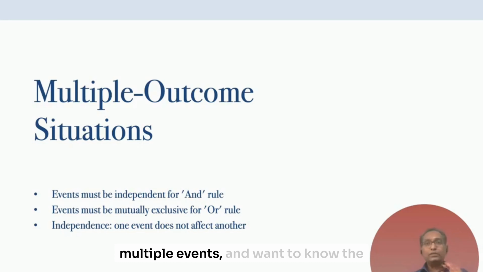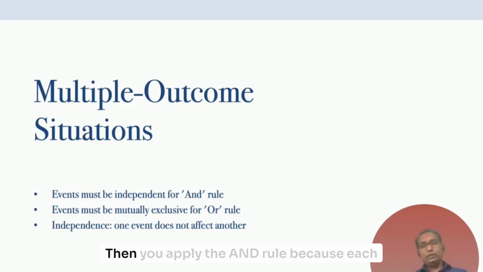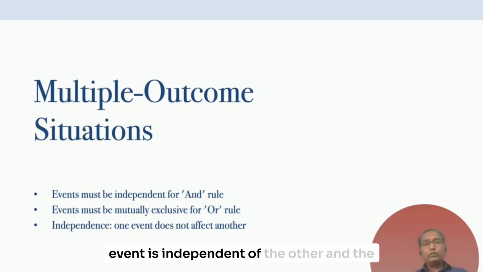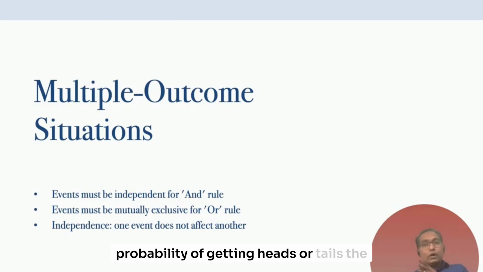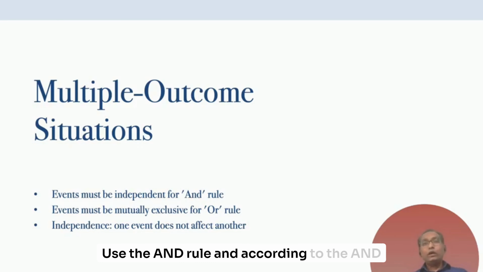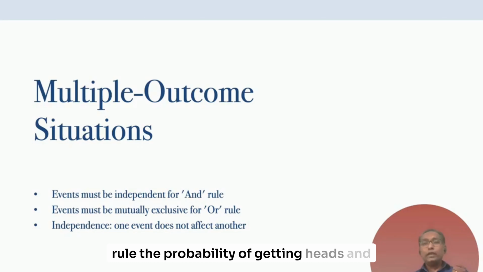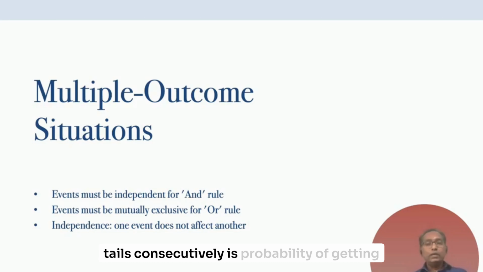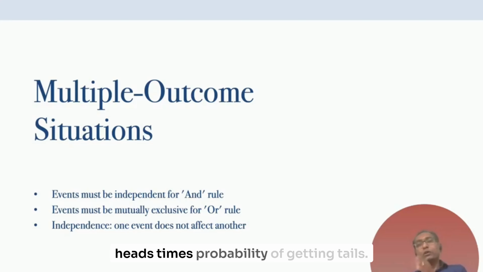So these are multiple events, and you want to know the probability of getting heads both times, right? Then you apply the AND rule, because each event is independent of the other, and the probability of getting heads or tails the first time and the second time are the same because these two are independent events. Use the AND rule, and according to the AND rule, the probability of getting heads and tails consecutively is the probability of getting heads times the probability of getting tails.